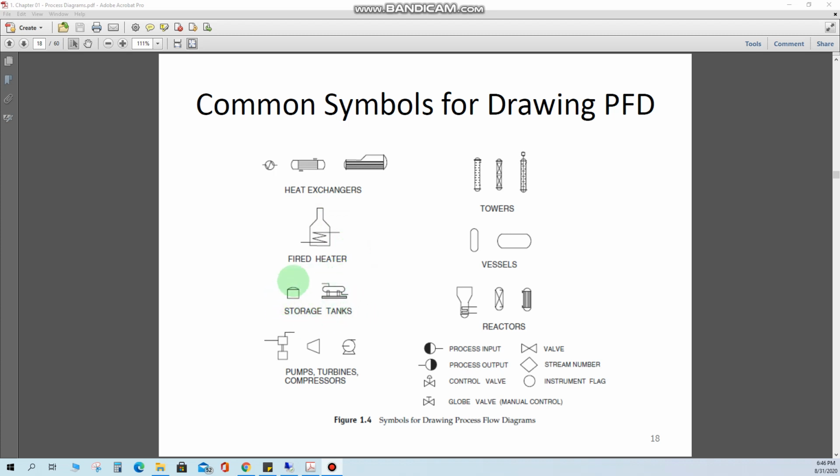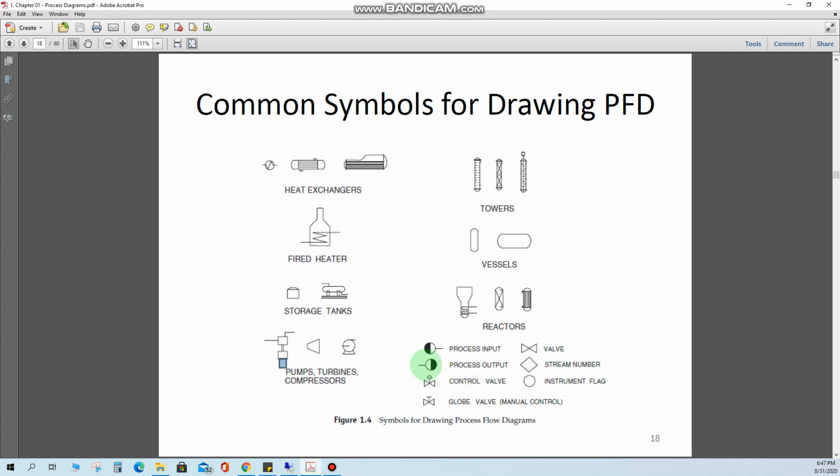These are some of the shapes of the storage tank. Then you can have different shapes for the pumps, the compressors, and then again pumps. For different kinds of absorbers and distillation columns, you can have different shapes. For the horizontal and the vertical vessels, you can use these kinds of shapes. For the reactors, you can see these different shapes. These shapes vary with the type of reactor or equipment that you're using.